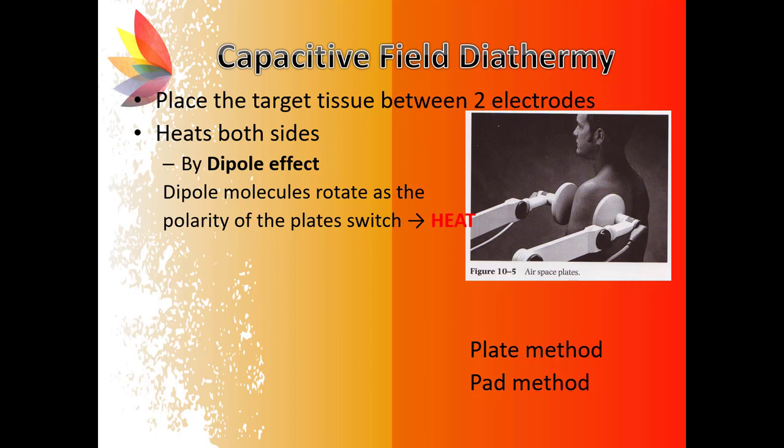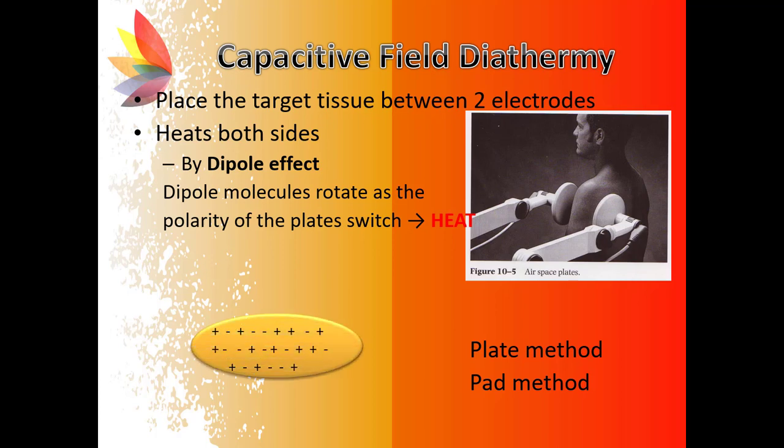Tissues that present the most electrical resistance, such as adipose tissue, produce the greatest amount of heat. Capacitative generators affect tissue under each plate and selectively heat adipose tissue and bone. Heating with capacitative shortwave diathermy is highly dependent upon the water content and is not recommended for patients who have thick adipose tissue layers. Heat is produced by the dipole effect.